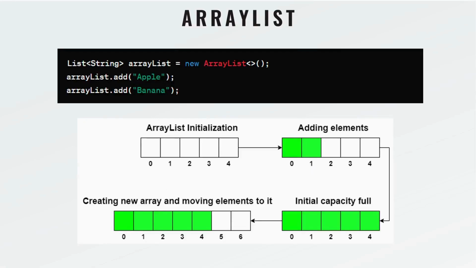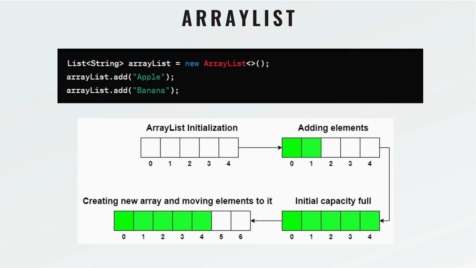ArrayList is one of the most commonly used implementations of the List interface. It provides fast random access and is suitable for scenarios where you frequently access elements by index. When you create an ArrayList in Java, it internally allocates an array in memory to store elements. Initially, this array has a fixed capacity. Let's say it's set to hold 5 elements. As you add elements to the ArrayList, they are placed into the array.